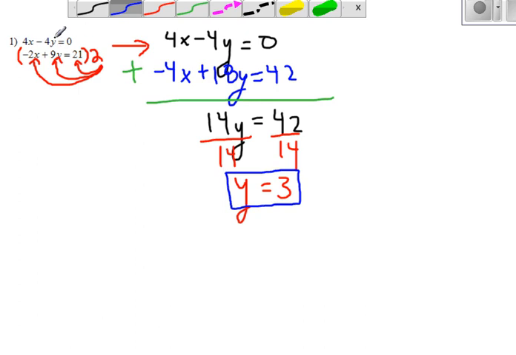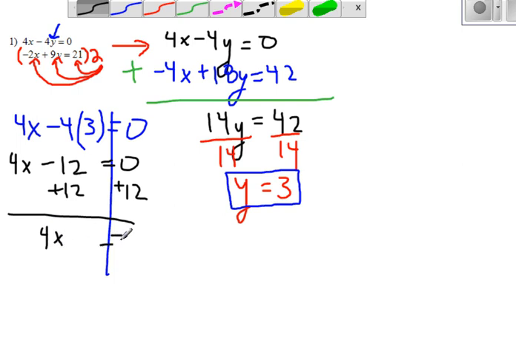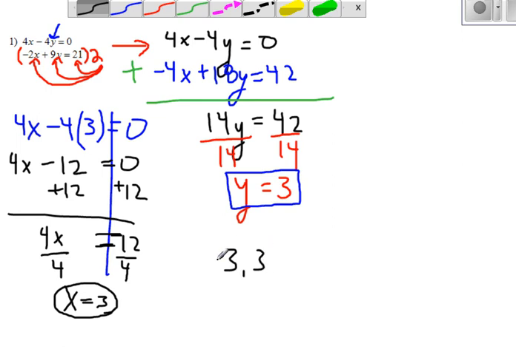Any of these equations, which one? Let's just pick the top one. Let's put it right there. So this is going to be 4x minus 4 times 3 is equal to 0. If we can solve this, we are done. Let's see, 4 times 3, that's just a 12. 4x minus 12 is equal to 0. I add 12 to both sides. I get 4x is equal to 12. And then we divide by 4. And we get x is equal to 3. There we go. 3 comma 3.